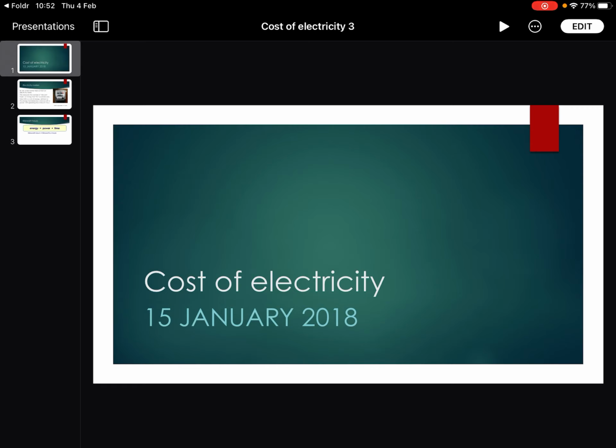It is on paying for electricity, or the cost of electricity, and it's the same as GCSE. So if you can vaguely remember this from GCSE, that will be helpful, but obviously I'm going to treat it as if you can't remember anything, and I'll just talk you through it.